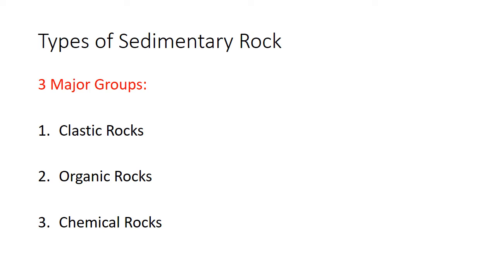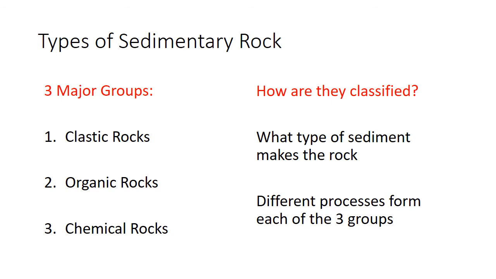How are these three groups different? These three groups are classified by what type of sediment makes the rock. There are different types of sediment in each of the three types. Different processes form each of the three groups. Let's talk about clastic rocks first.